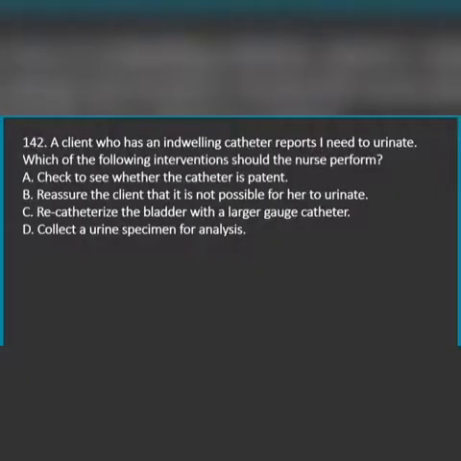Option 5. Question 142. A client who has an indwelling catheter reports, "I need to urinate." Which of the following interventions should the nurse perform? A. Check to see whether the catheter is patent. B. Reassure the client that it is not possible for her to urinate. C. Recatheterize the bladder with a larger gauge catheter. D. Collect a urine specimen for analysis.